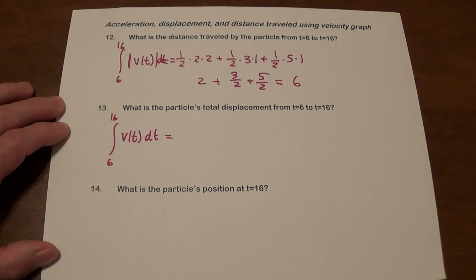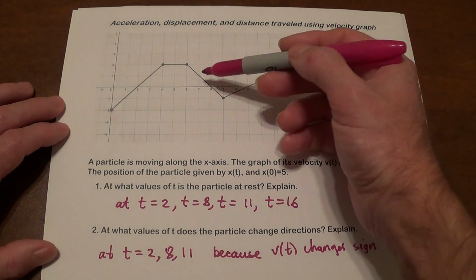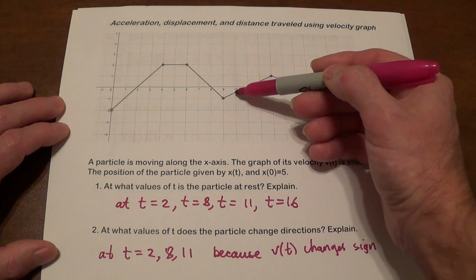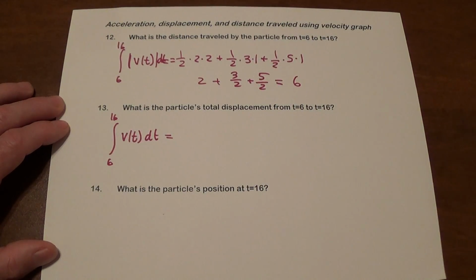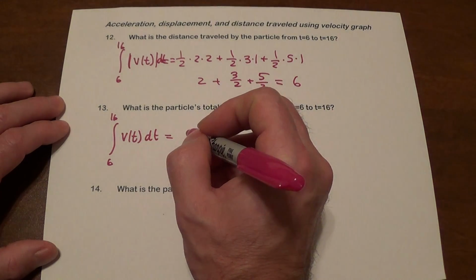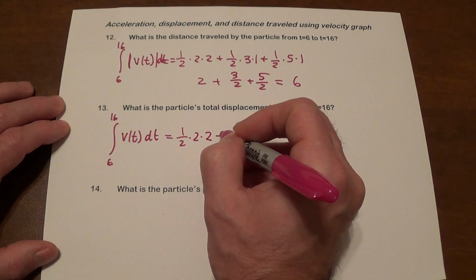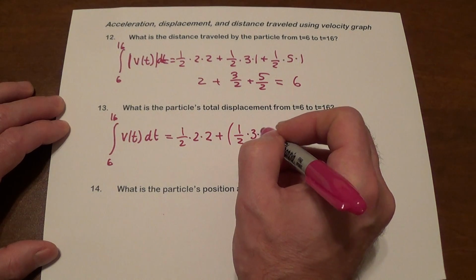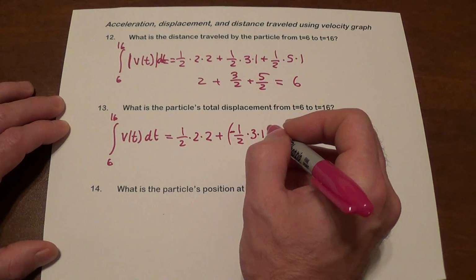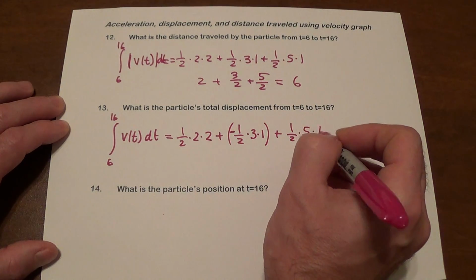So remember here, the signs will mean that you might have to choose a negative. So we're going to have positive here, negative here, and positive here. So the first one is going to be positive, so it's going to be 1/2 times 2 times 2. Plus the second triangle is below the x-axis, so it's going to be negative 1/2 times 3 times 1. And then plus positive again, 1/2 times 5 times 1.